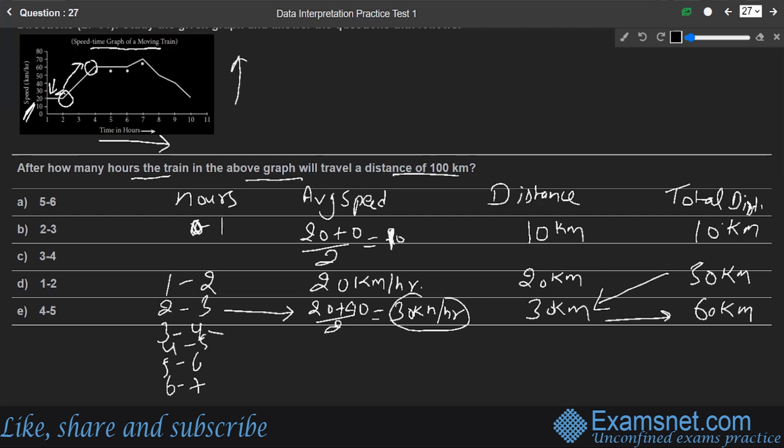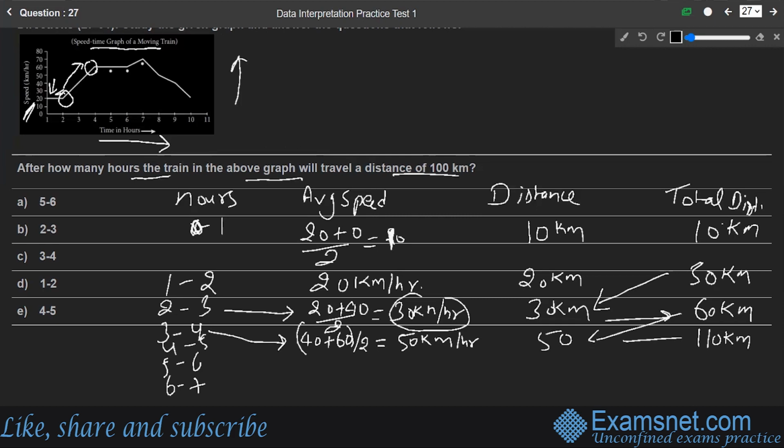Okay, now between 3 to 4 hour, what happened? The speed started from 40 and ended at 60. So the average speed becomes 40 plus 60 by 2, that is 100 by 2, that is 50 kilometers per hour. That is the speed between 3 to 4 hour. So obviously the distance traveled would have been 50 kilometers. If this 50 is added to this 60, the total distance traveled becomes 110 kilometers. Okay, we have to continue making this particular table.